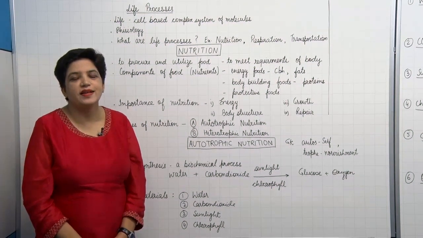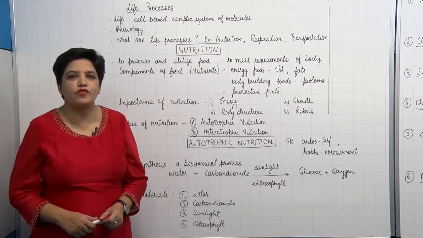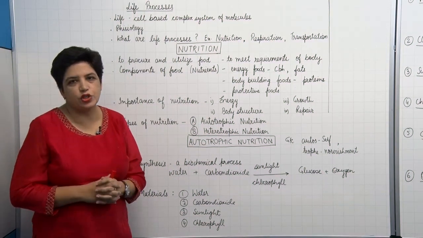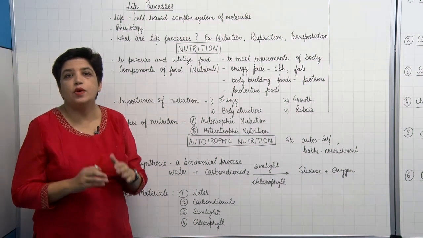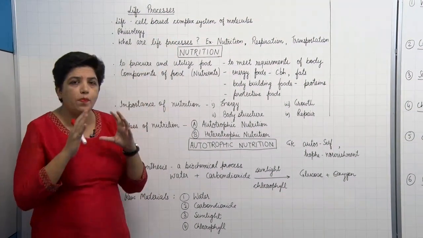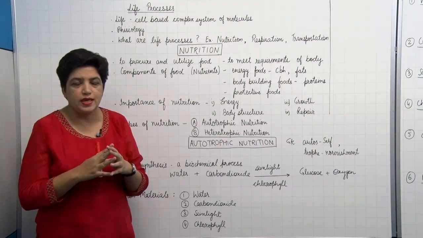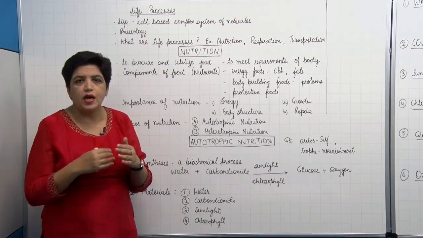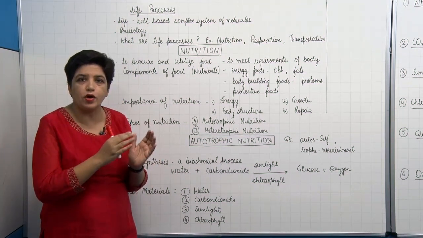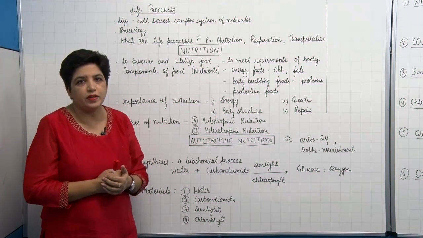Hello students, today we will do the first chapter of biology, that is life processes. To start with this chapter, let us understand what is life. Life is a cell-based complex system of molecules. It is self-regulatory. Many activities and functions go on inside the living organism for its survival.